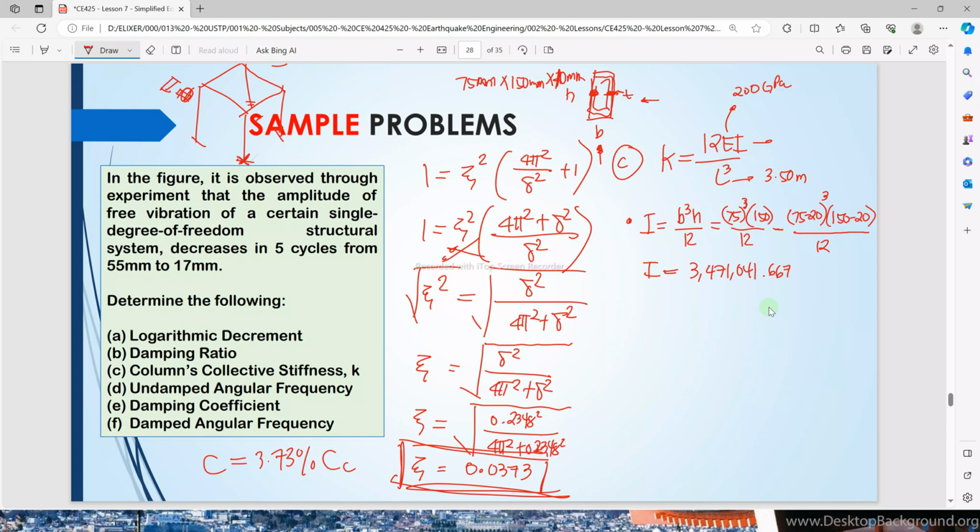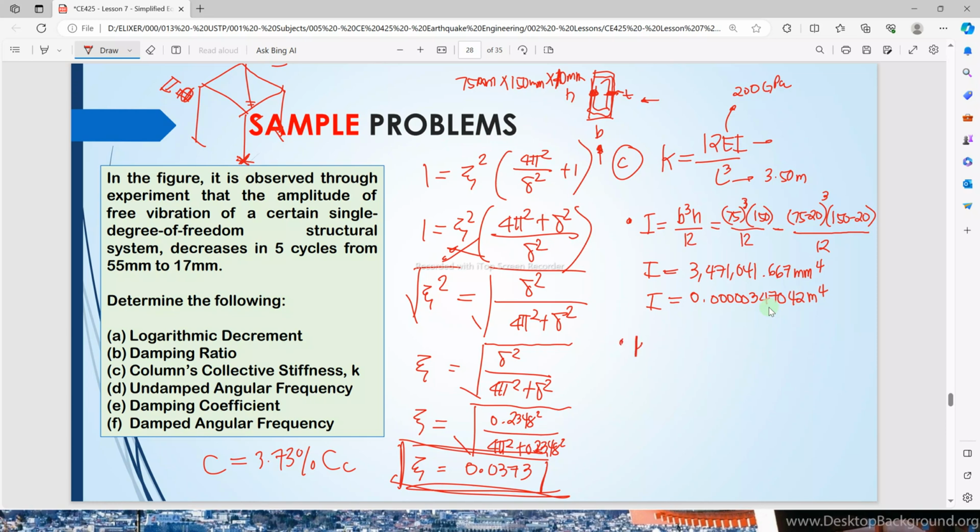3,471,041.667. The unit is in millimeters to the fourth. Since what is being used is in meters, and since it is indicated there, it is highly safe to convert the moment of inertia from millimeters to the fourth into meters to the fourth. So you just divide that by 1000 to the fourth, and we will arrive that our I is equal to 0.000000347 meters to the fourth.